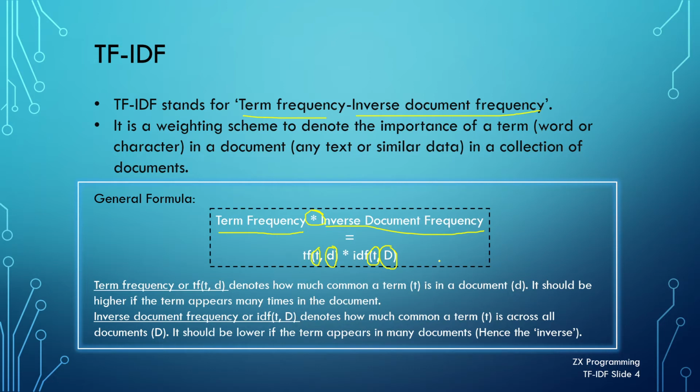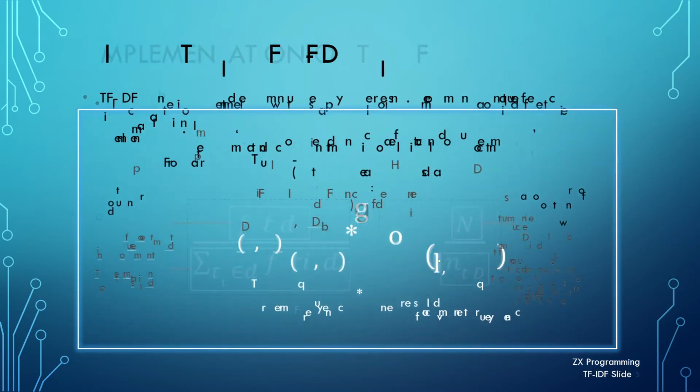IDF goes down the more common a particular term T is across the entire dataset. TF increases if a term T is more common in a single dataset. We will see how this works in the coming slides.